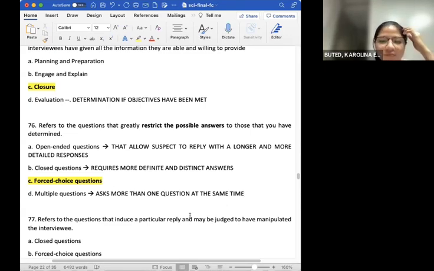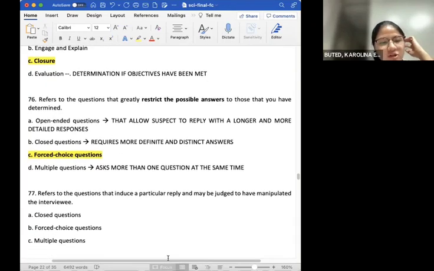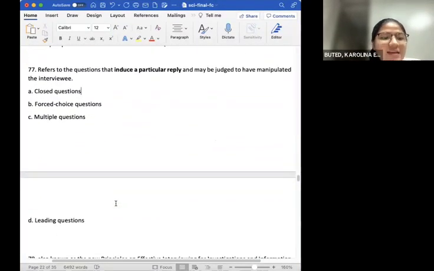Okay. Ito naman, 77. It refers to questions that induce a particular reply and may be judged to have manipulated the interviewee. Dito, it is a question na inilalagay na natin sa question yung sagot. Nag-i-induce na yan ng particular na reply. Actually, bawal to sa examination of witnesses, lalo na kung yan ay direct examination. These are what we call the leading question.